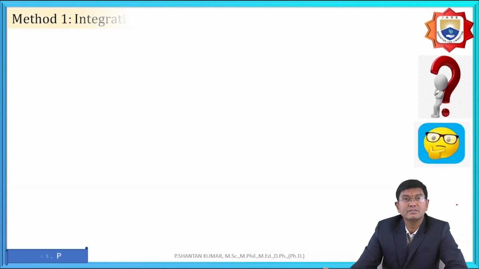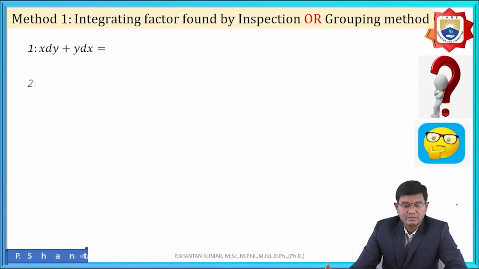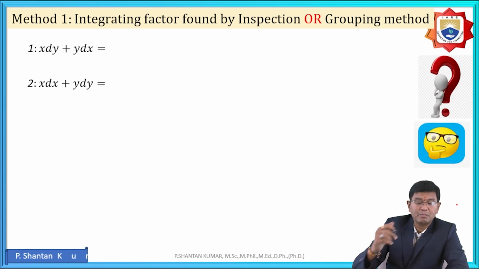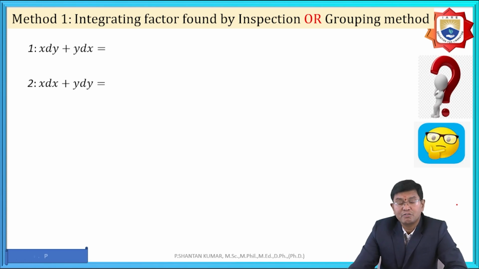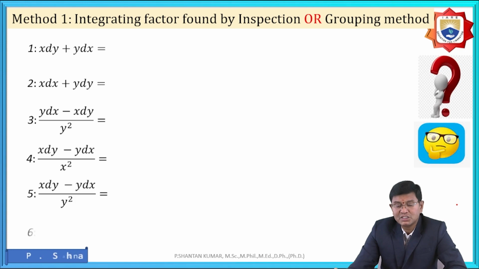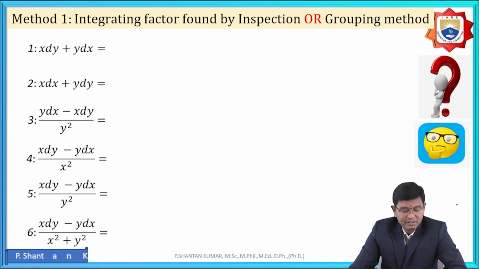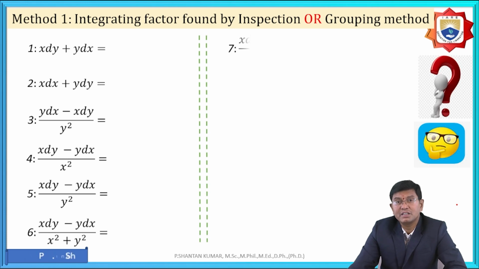And next, for example, under method 1, that is the grouping method, found by inspection, there are some formulas we need to remember for calculations. The integrating factor found by inspection uses around 12 basic formulas that we need to remember.